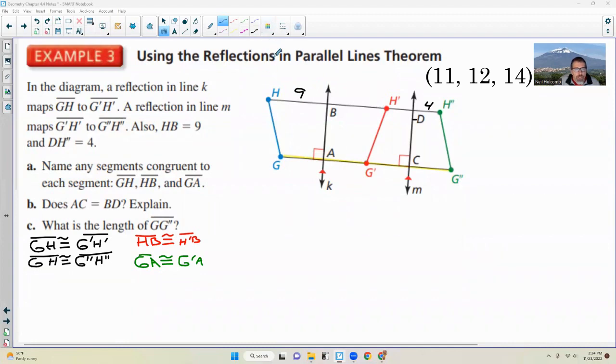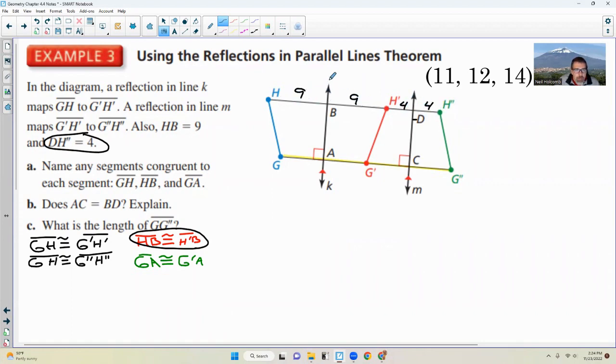Okay, so in order to do this, you got to remember that HB is congruent to H prime B, which we said right here. So if HB is 9, H prime B is length 9. And since H prime D is 4, and DH prime or H double prime D was 4, okay, that was given right here, then that's a reflection. So this is also 4. So now I can find the length of this side.